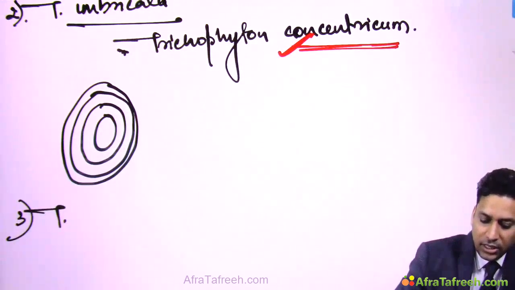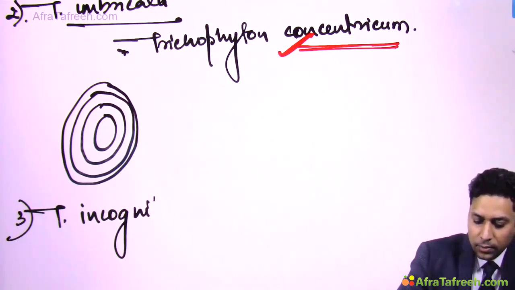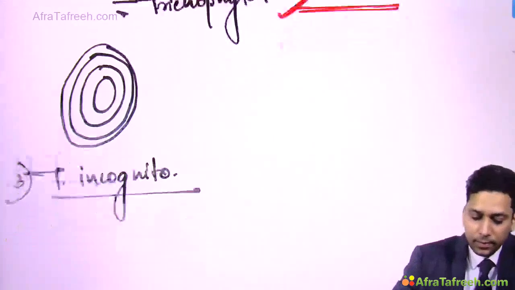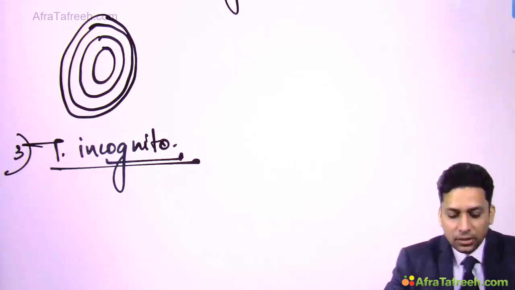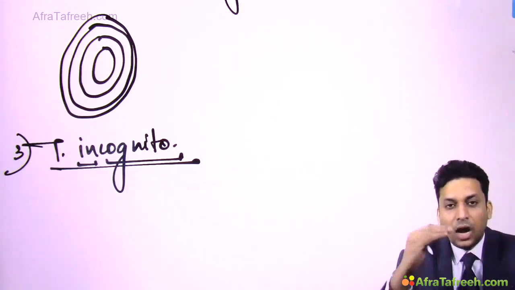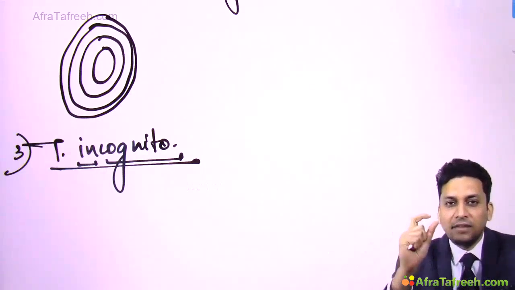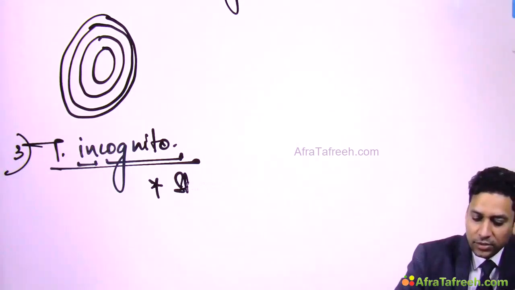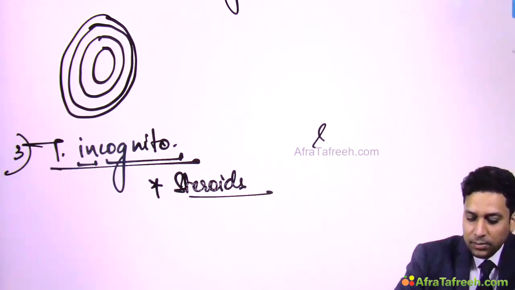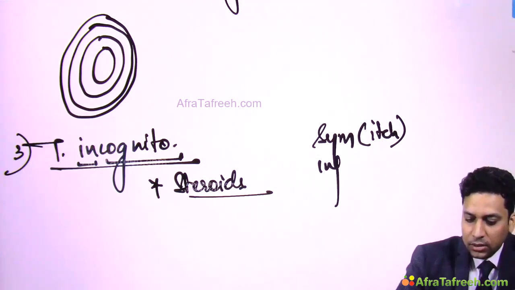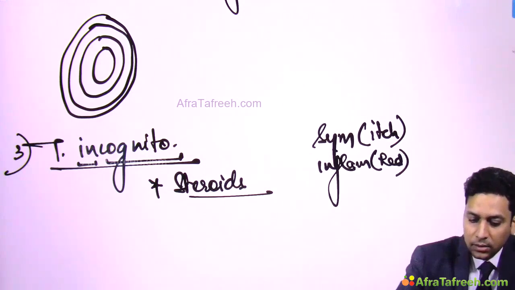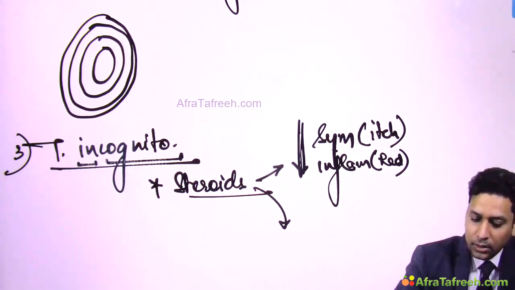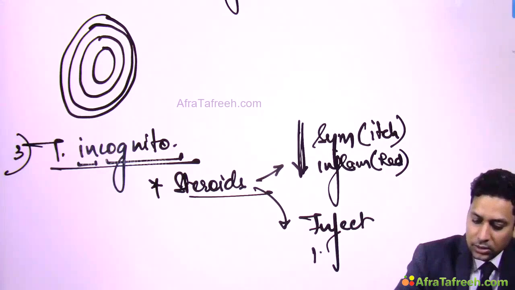Then sometimes they ask you about tinea incognito. Cognito means recognition. In means un. So unrecognizable. This is a tinea which is not clearly visible. Why? Because of steroids. So under the effect of steroids, symptoms like itching and inflammation like redness subside, but infection, that is 10% KOH mount, will come out positive.